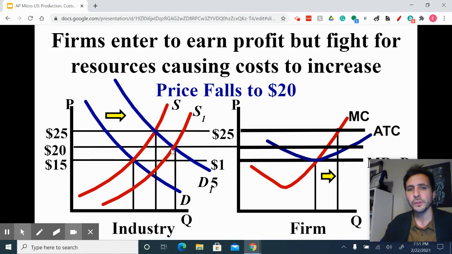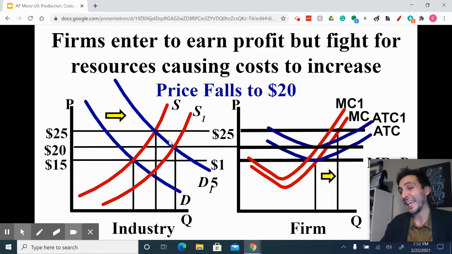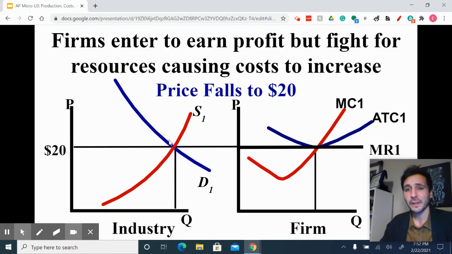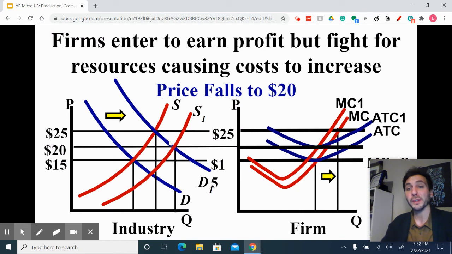When firms enter the market, that pushes my price back down, right? But my price isn't going to go all the way down to 15. Why? Because there's an increasing cost industry. Did you catch that? When those firms entered the market, they drove up my average total cost and my marginal costs. Sorry, they shifted up as well. So my triple intersection is going to be right here instead of down there.